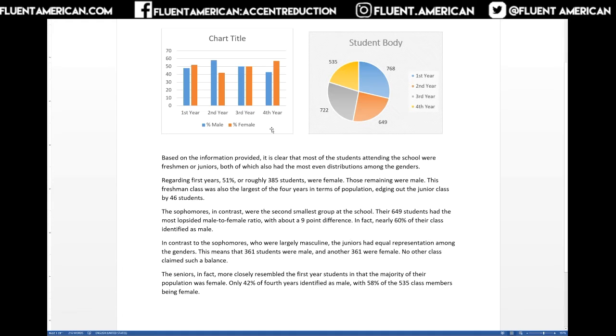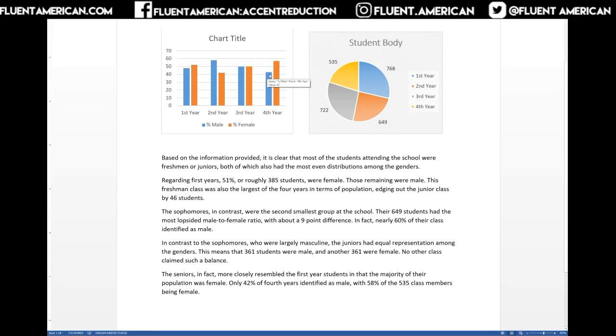Next, the juniors, we mentioned that they had equal distribution. So 50% male to female. And then also 361 were male, 361 were female. So we take that 722 and we split it. So we're mentioning that number. We're not saying 722 though, we're saying 361 were male and 361 were female. Okay, these are strategies that you can use to help push your vocabulary, which again we'll mention later on. Lastly, we talk about the seniors, the fourth year students, only about 42%, which we can see here.